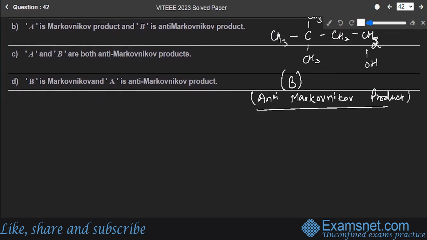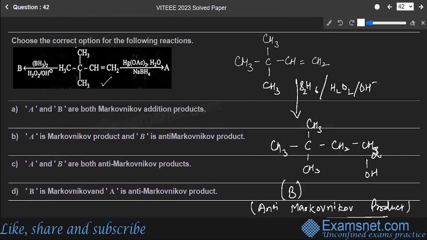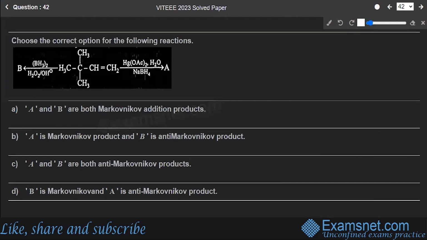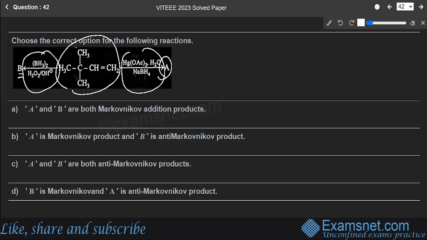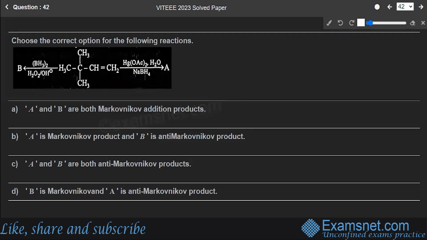Let's go with the second one. Here again, you have this CH3, CH3, CH3, CHOH, CH3. Question number 42, choose the correct option for the following reaction. So this is your reactant, and when it reacts in the presence of these, it will give you B, and in the presence of these, it will give you A. All right. So let's go for the reaction.